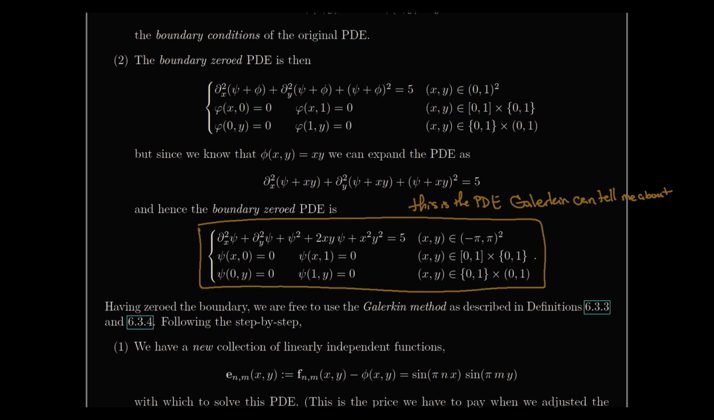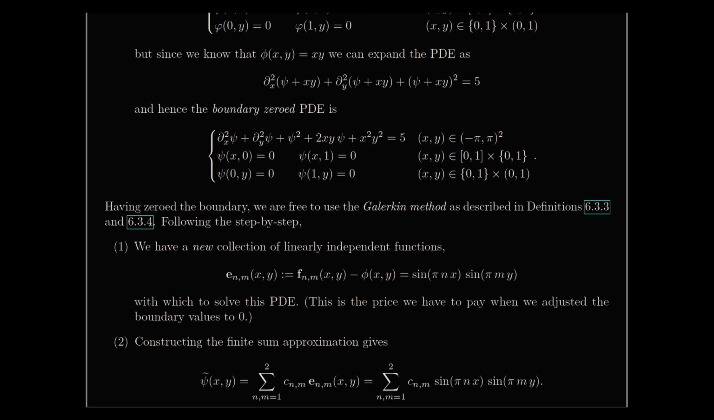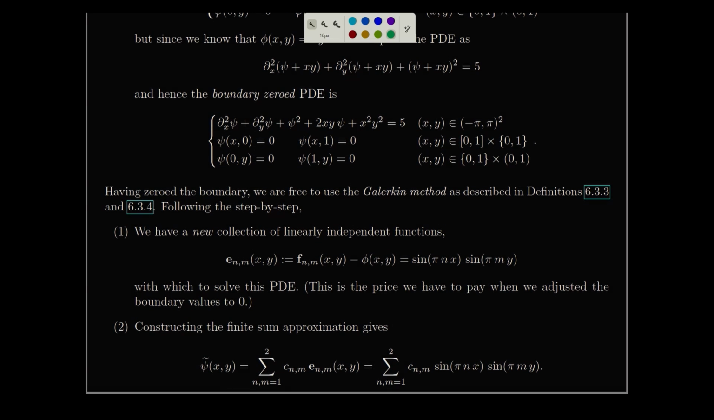Okay, so now I found this PDE that Galerkin can tell me about because the boundary values were 0 here. Let's keep in mind this 5 should probably be brought to the left-hand side, so that I can have it in the whole form of, capital F is all of this junk, along with a negative 5 equals 0. So that's going to be the PDE Galerkin can tell me about. So what I'm going to do is try to approximate this solution using the Galerkin method. And instead of using that original set of functions I had, I'm going to subtract off this phi of xy, which was xy. So now my actual set of basis functions will be sine pi nx sine pi my.